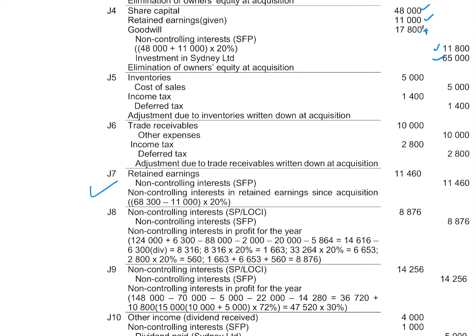So you debit the retained earnings to give the non-controlling interest its share. Remember, we had added the retained earnings of the parent, we added the retained earnings of the subsidiary. So now what we want to do is to just give the non-controlling interest its share. So we are going to give it 11,640. That's why you are debiting retained earnings and crediting your non-controlling interest.